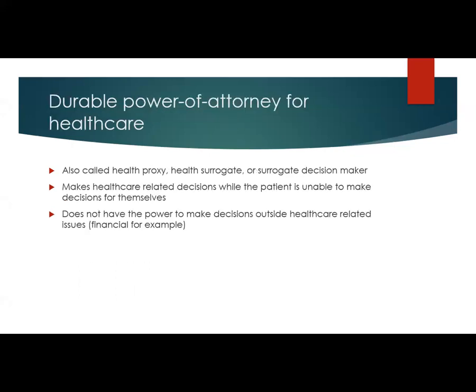Durable power of attorney is the person who makes the health decisions for the patient. They're also called the health proxy, health surrogate, or surrogate decision maker. Anything healthcare related, while the patient is unable to make decisions for themselves, goes to this durable power of attorney. They do not have the power to make decisions outside healthcare. Anything like a living will, finances, or anything of that nature is not under their jurisdiction. It's only healthcare.